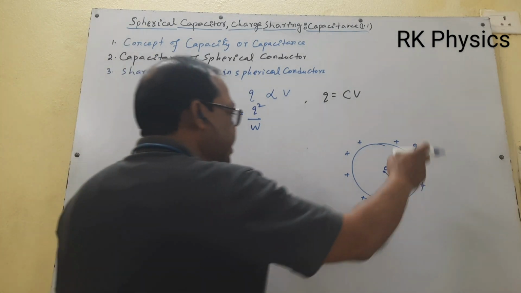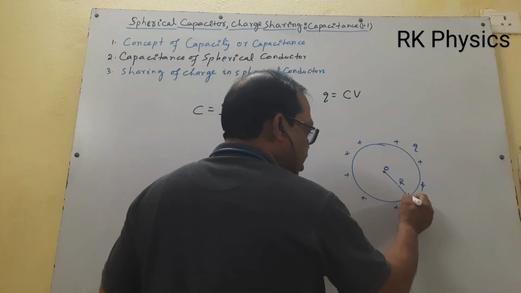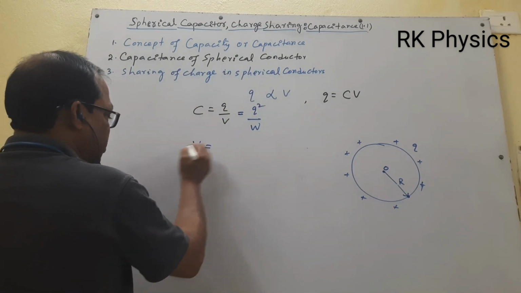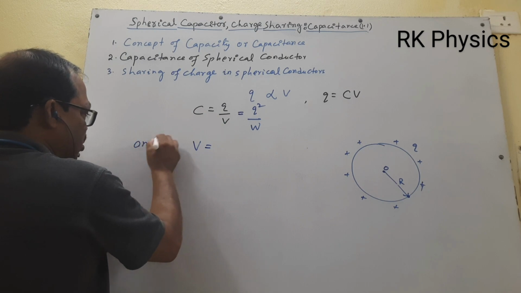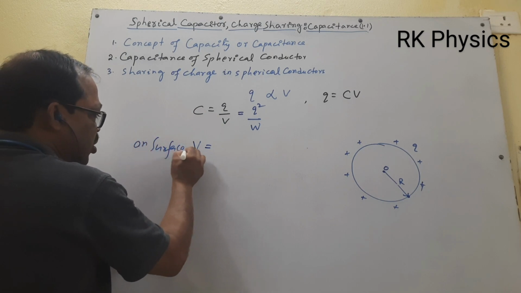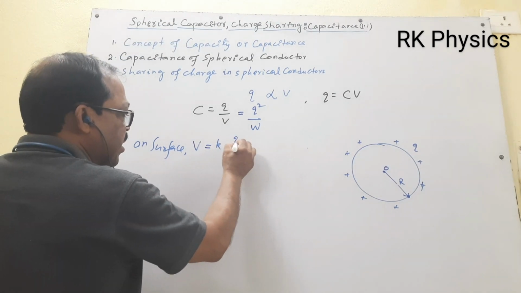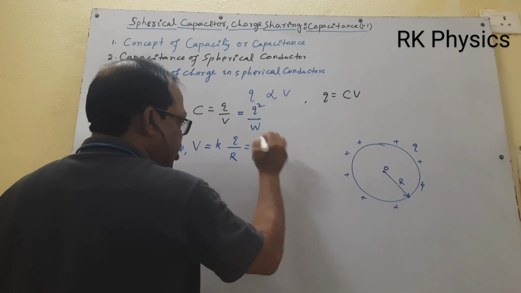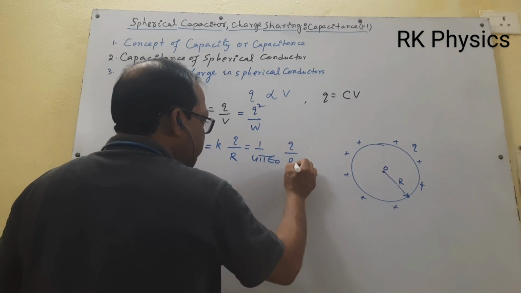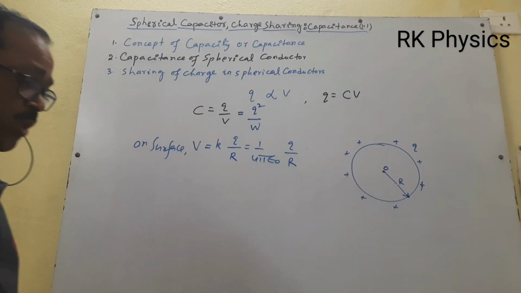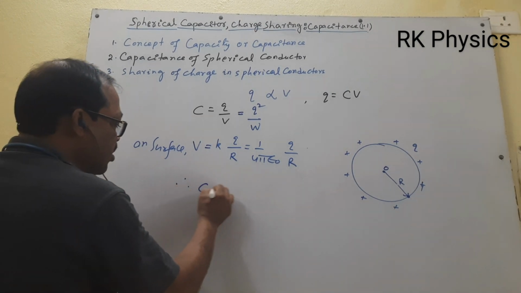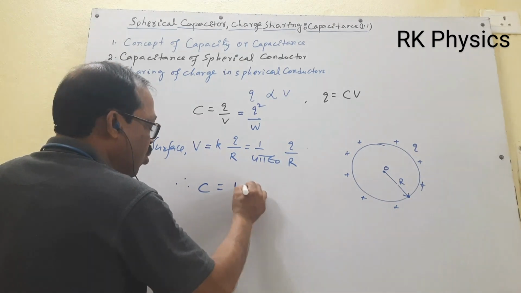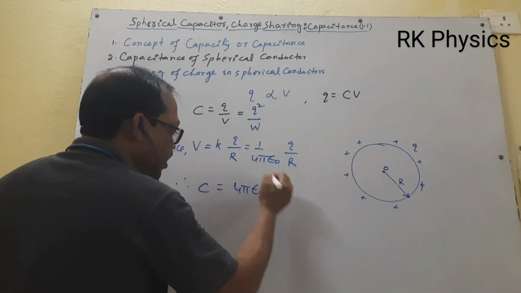Okay, if charge Q is given, then on the surface, what is the potential? Potential on the surface: V equal to K Q divided by R, where K is 1 by 4 pi epsilon 0, so V equals Q divided by 4 pi epsilon 0 R. So this is your potential. Therefore, what is capacitance? As per the definition, Q divided by V, that means 4 pi epsilon 0 into R.